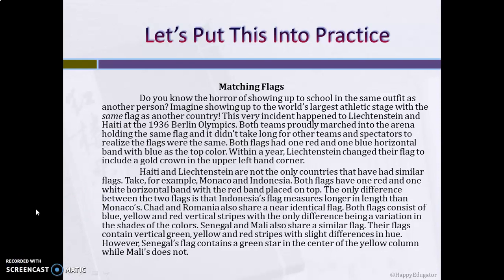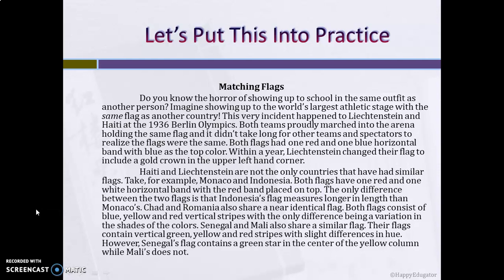Matching flags. Do you know the horror of showing up to school in the same outfit as another person? Imagine showing up to the world's largest athletic stage with the same flag as another country. This very incident happened to Liechtenstein and Haiti at the 1936 Berlin Olympics. Both teams proudly marched into the arena holding the same flag, and it didn't take long for other teams and spectators to realize the flags were the same. Both flags had one red and one blue horizontal band with blue as the top color. Within a year, Liechtenstein changed their flag to include a gold crown in the upper left-hand corner.